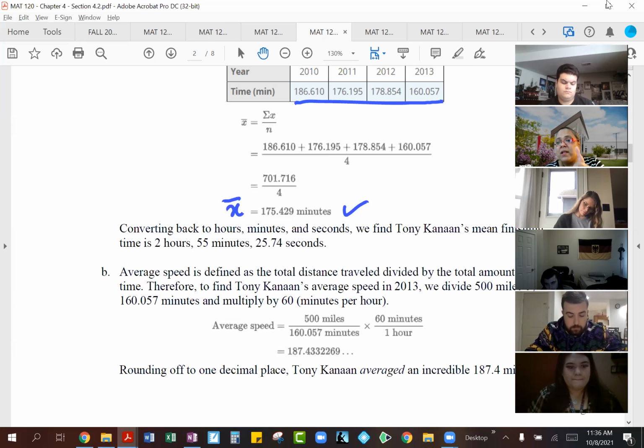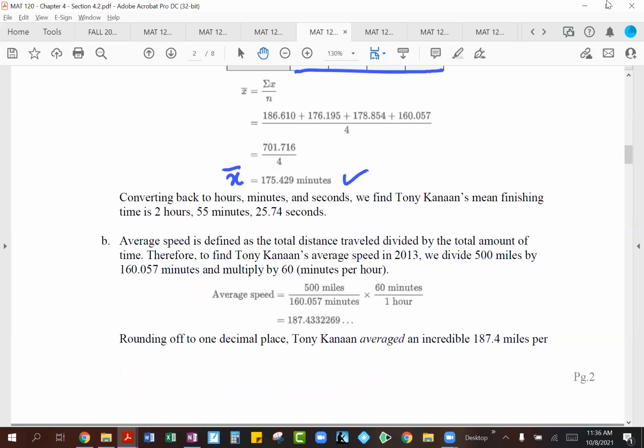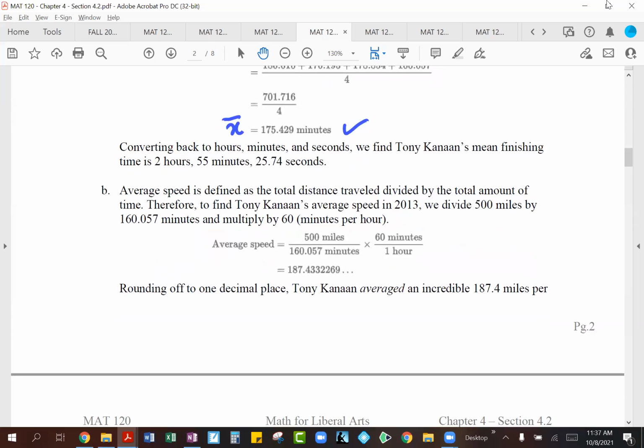You have to have one unit of measurement. You cannot do feet and inches at the same time. So that conversion will be something you will have to do. And then once you have your numbers taken care of, you can go ahead and perform your operations for the mean, like we saw in this example. And then they just go through the example of how they found his average speed over here.